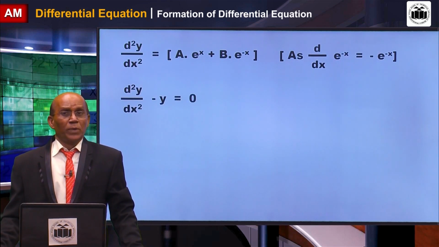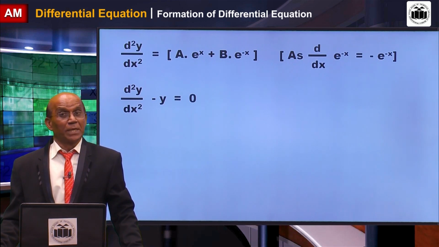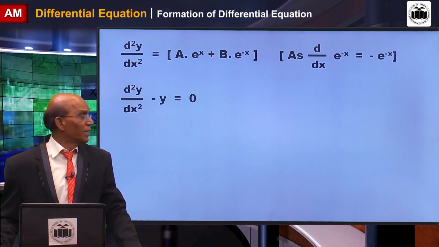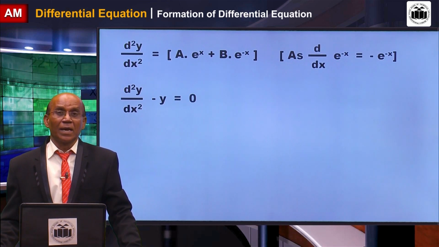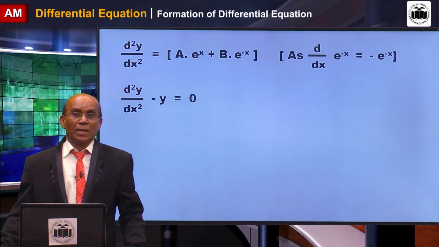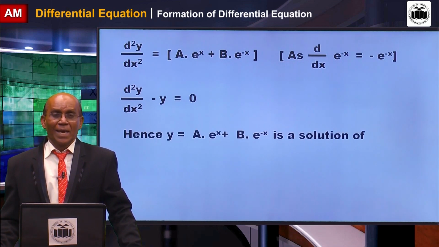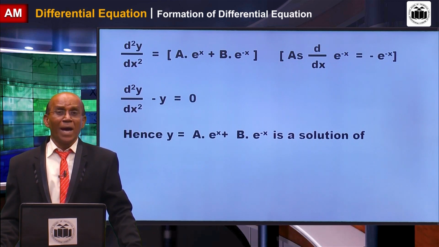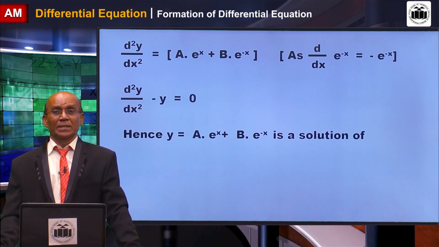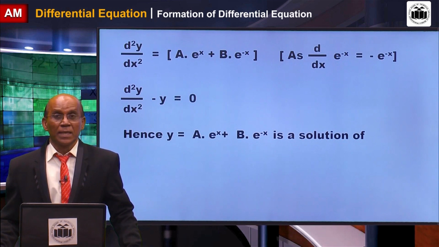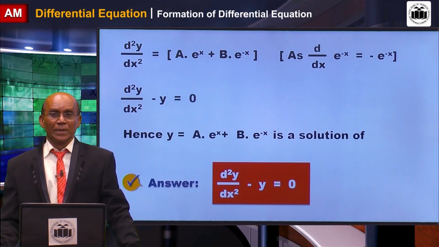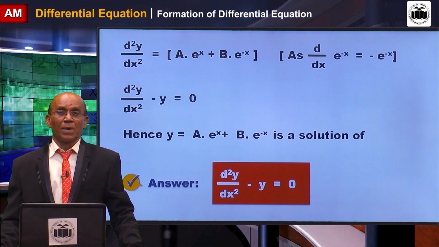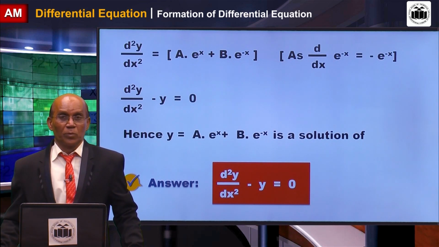Now we put that value of e raised to x plus b raised to minus x, because this is our original expression, and we can write it here as d square y by dx square minus y equals to 0. Hence we can come to the conclusion that y equals a e raised to x plus b e raised to minus x is a solution of d square y by dx square minus y equals to 0.